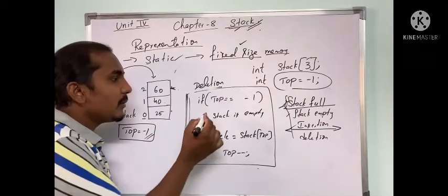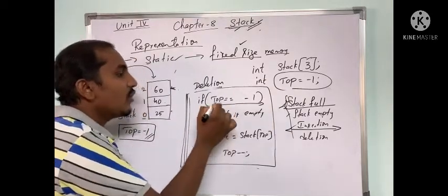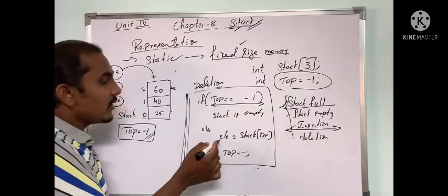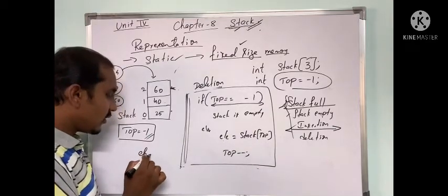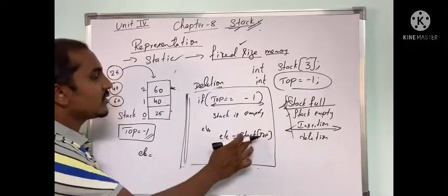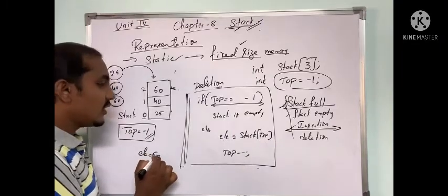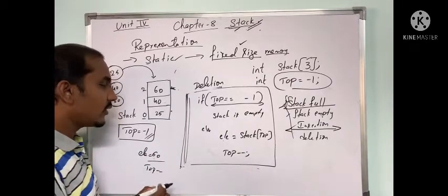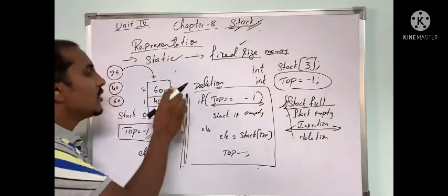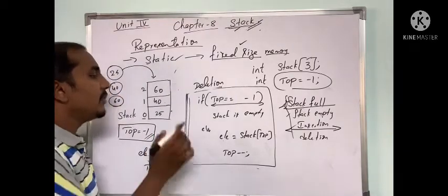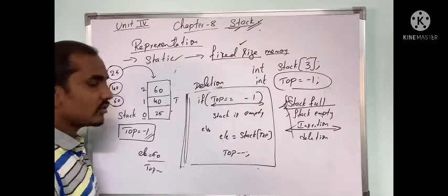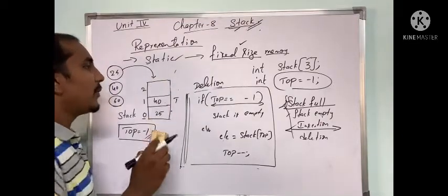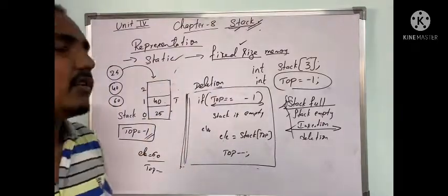So these will be the steps for deleting an element from the stack. How to delete an element from the stack? First we are going to check whether it is empty or not. If it is not empty, I am going to consider element equals stack of top, that is nothing but stack of top will be 60, element will be 60. Then I am going to decrement the top value, that is top minus minus. So instead of the second index, top will be decremented to the first index. Once this happens, the element will be deleted from the stack.